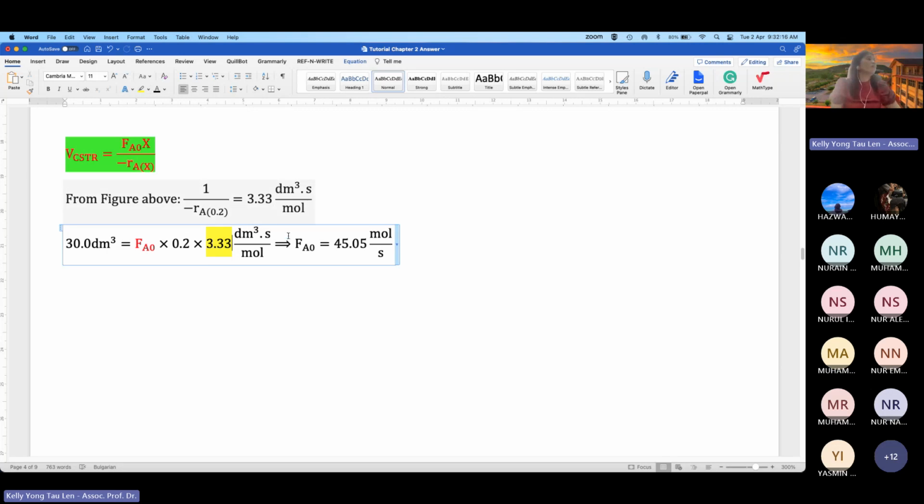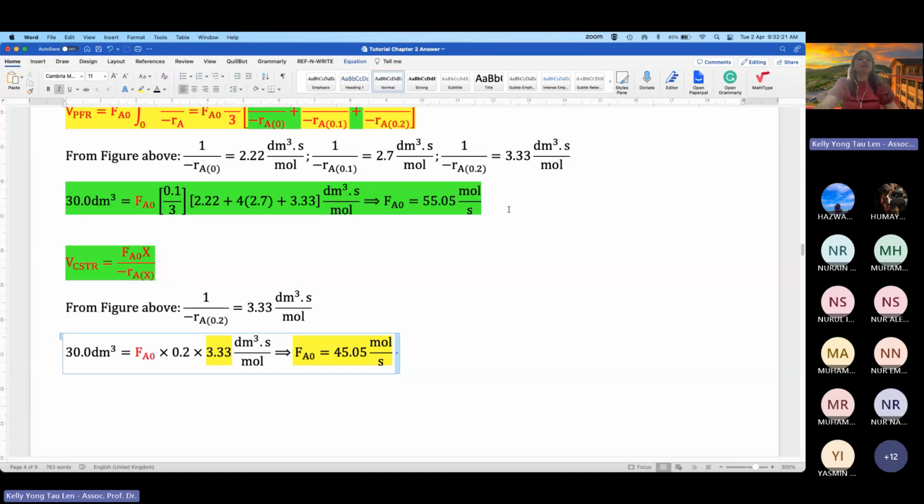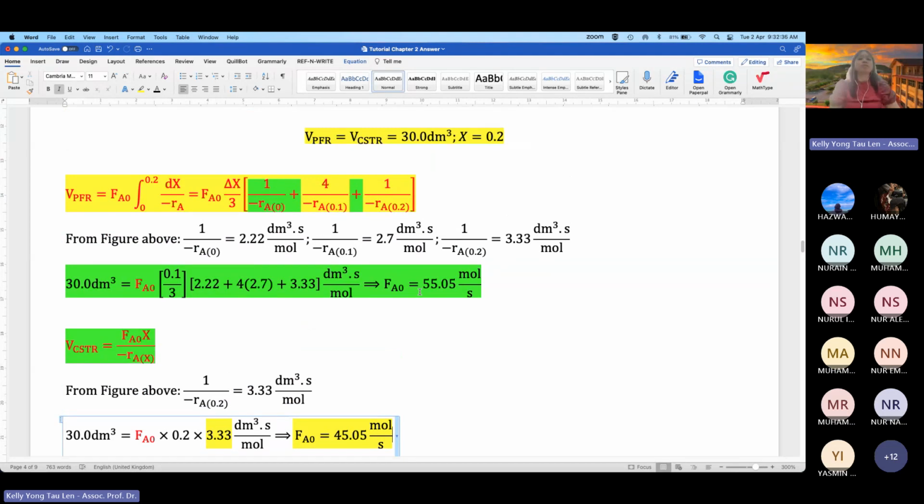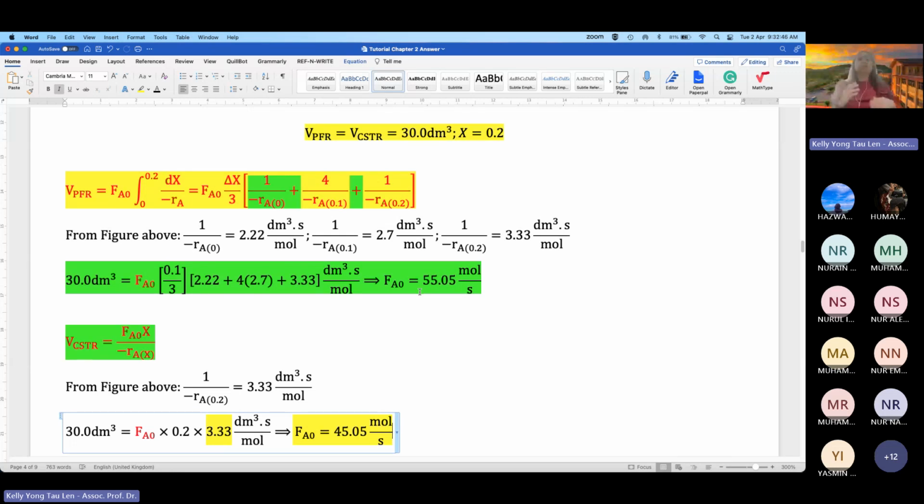You can solve this and you get your FA naught as 45.05. So you can see that if I have a single CSTR of 30 dm cube, I need my FA naught, my inlet molar flow rate of A, to be at least 45.05 to achieve the conversion of 20%. So this is how you solve question number 3. As usual, I will give you 1 to 2 minutes if you are doing it or if you need time to catch up. I will come back in 1 to 2 minutes to continue to the next question.